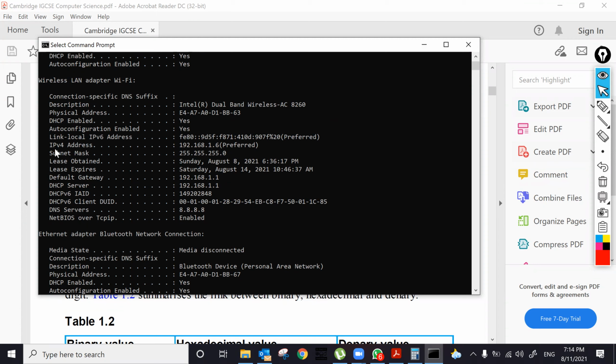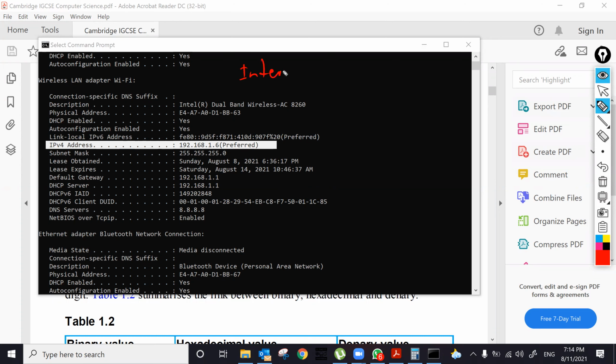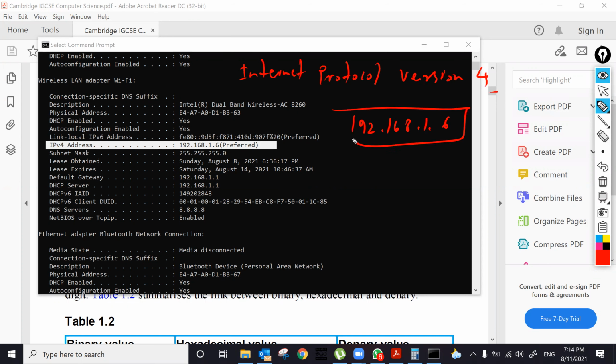Wait, yeah, here. This is my IP address, IPv4. IP means internet protocol, and V4 means version 4. My address is 192.168.1.6. This is my unique address, because my laptop is connected to Wi-Fi.